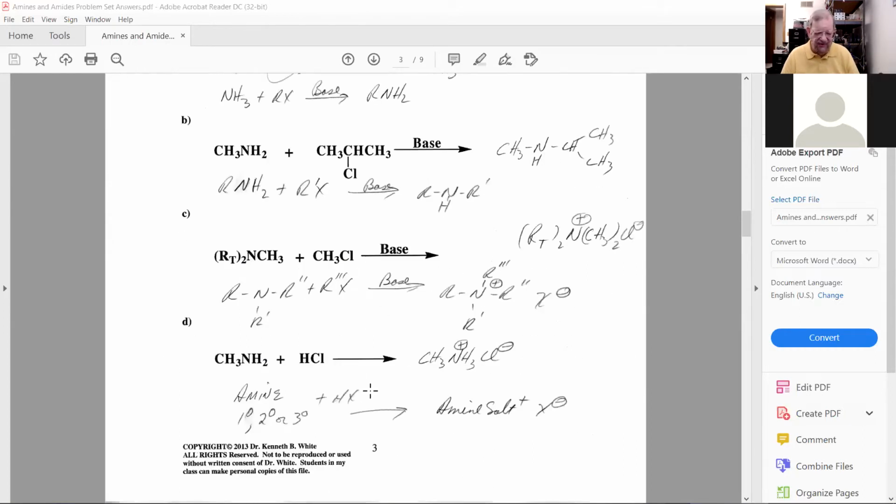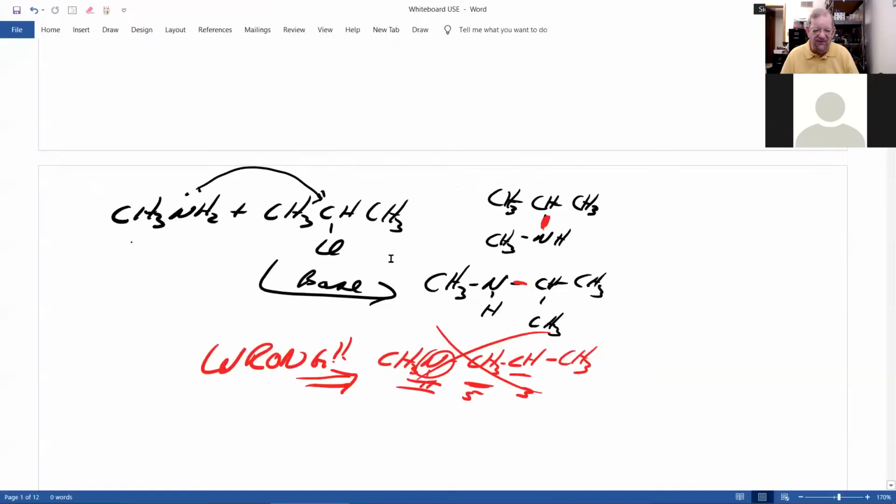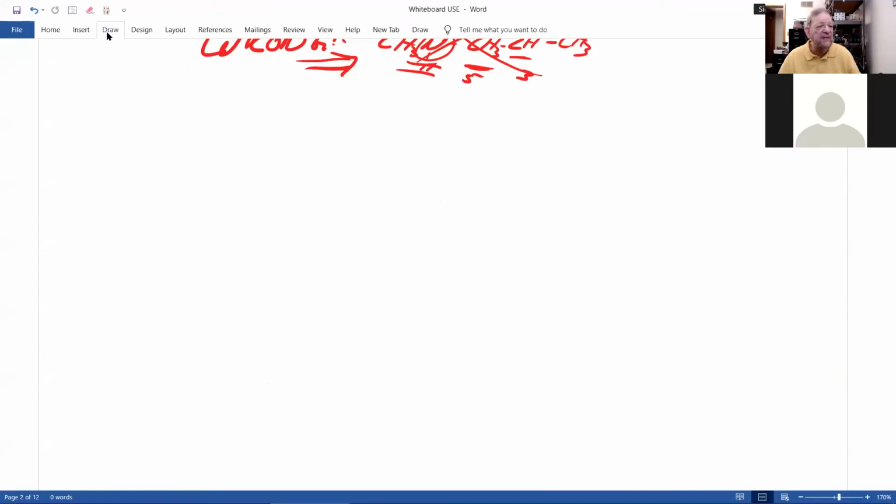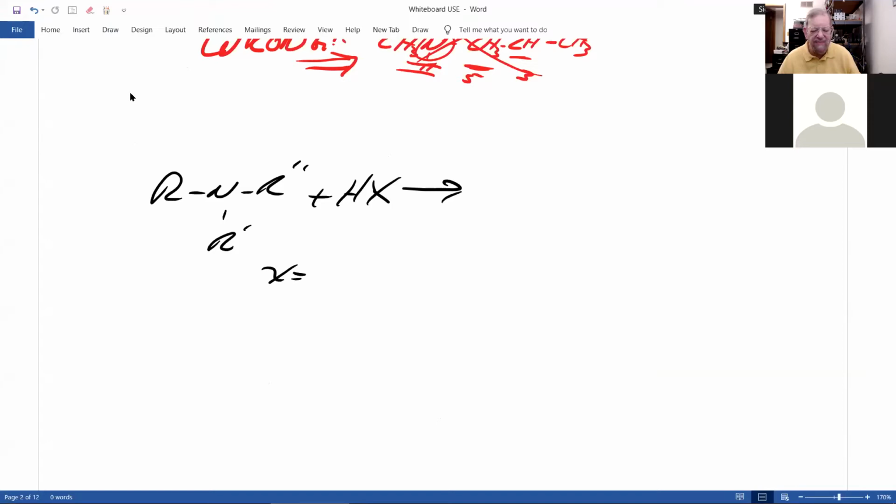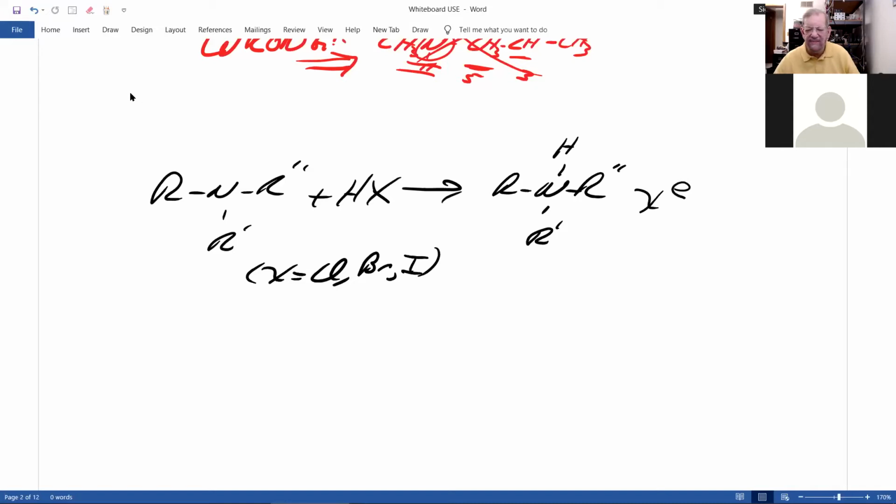Now, if I look at D, I have an amine, and it could be primary, secondary, or tertiary. An amine with HX, where X is a halogen, chlorine, bromine, or iodine, forms an amine salt. And I didn't write a good way of writing the general reaction, so I'll do it again here. Where X can be chlorine, bromine, or iodine, and what you get is this. And remember, R prime and R double prime here can be hydrogen.